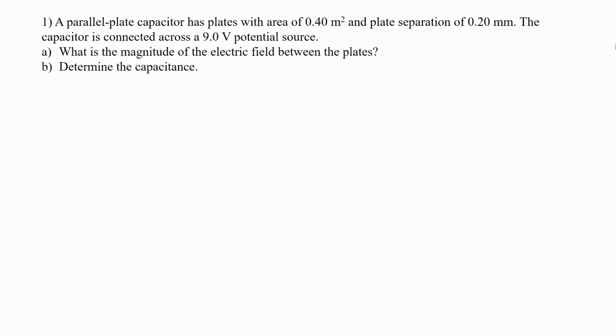So let's look at this first case. We have a parallel plate capacitor, has plates with area of 0.4 meters squared. The plate separation is 0.2 millimeters. The capacitor is connected across a 9-volt source. The question is, what is the magnitude of the electric field between the plates? And then we want to determine the capacitance.